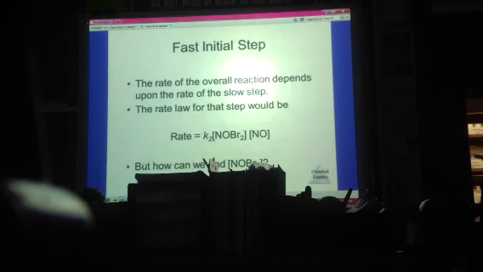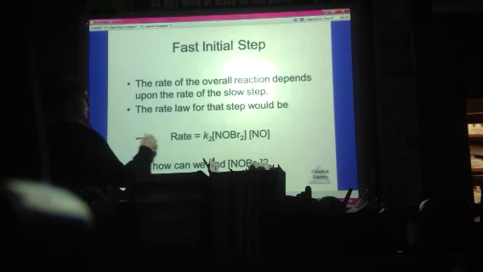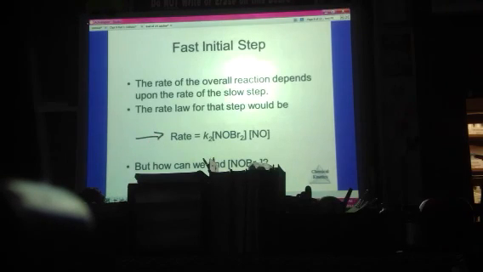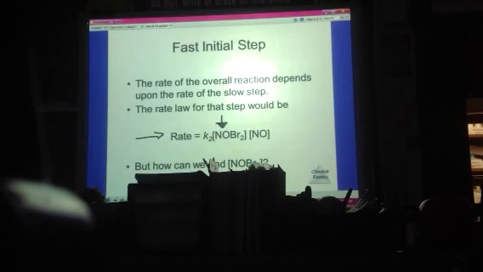So the rate of the overall reaction, we just said, depends on the slow step. The rate law for that slow step is this: rate equals k2 times the concentration of NOBr2 times the concentration of NO. But how can we find this? How do I know what this is? We will finish this in class tomorrow.